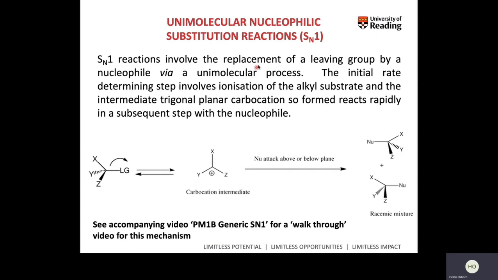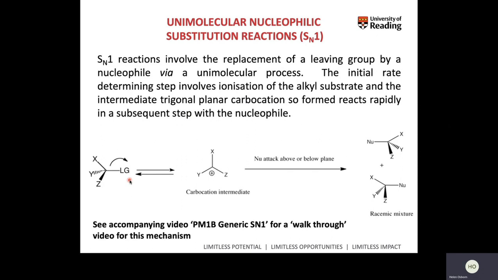And the first one we're going to think about is unimolecular nucleophilic substitution reactions, which we call SN1. So it's S for substitution, N for nucleophilic, and 1 for unimolecular. So in SN1 reactions, what we're doing is we're replacing a leaving group. So this is something which can pull electrons away and depart as a stable leaving group. So we're losing a leaving group, and that leaving group is then being replaced by a nucleophile. So overall, what we're doing is a substitution reaction because we're substituting the leaving group with a nucleophile.